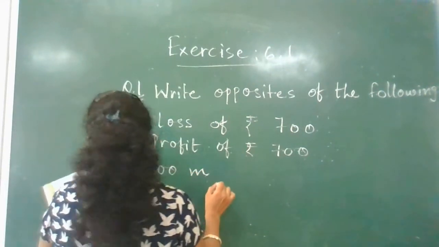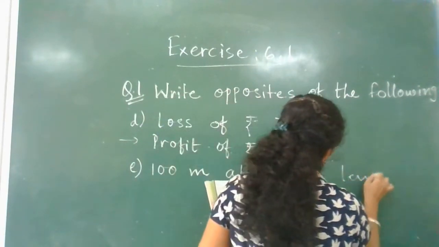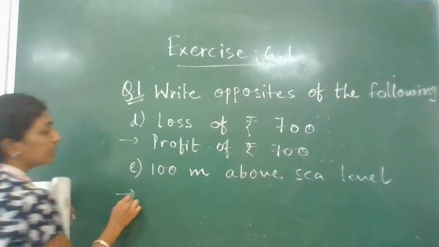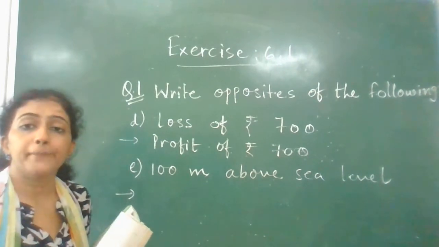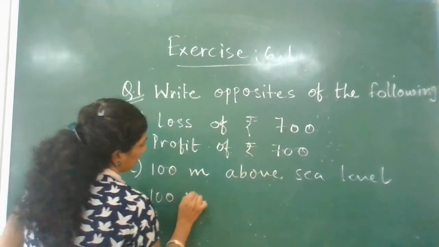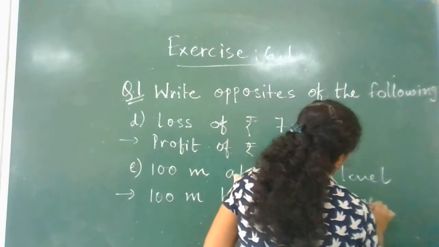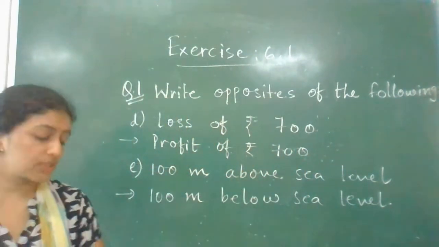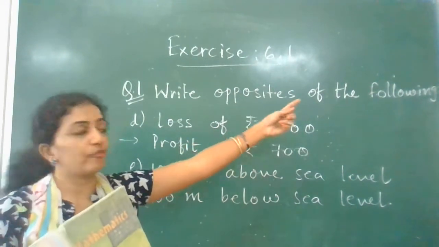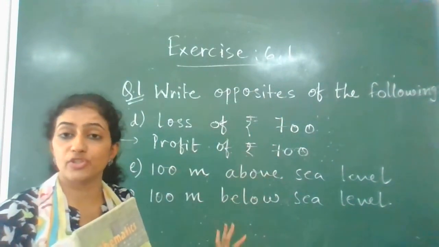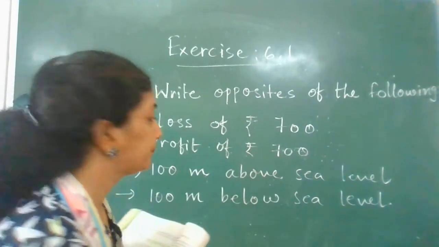Okay, now E, 100 meter above sea level. So opposite of 100 meter above sea level. So what is the opposite of above? The opposite of above is below. So 100 meter below sea level. So this is its opposite. So this way the question 1 can be done. Here it is saying that write opposites of the following. So we have just written the opposite. We did not show any sign over here. Now let's move to the question 2.